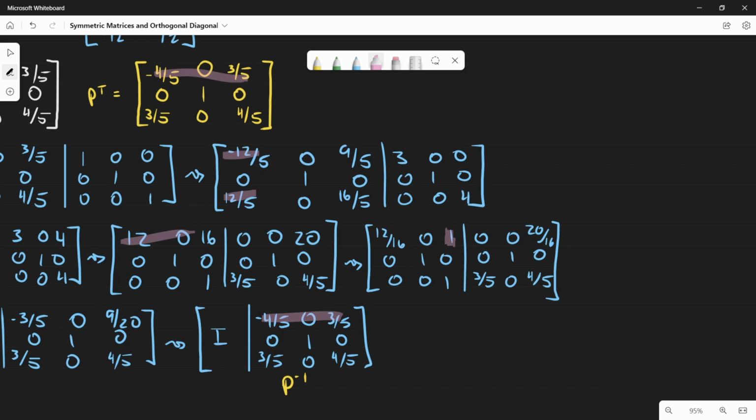Second row is the same, second row is the same. 3/5, 4/5, 3/5, 4/5. They are the same. And so we can see that our inverse matrix is the same thing as our transpose. So that means this is also orthogonal. And that is pretty much it for this video.